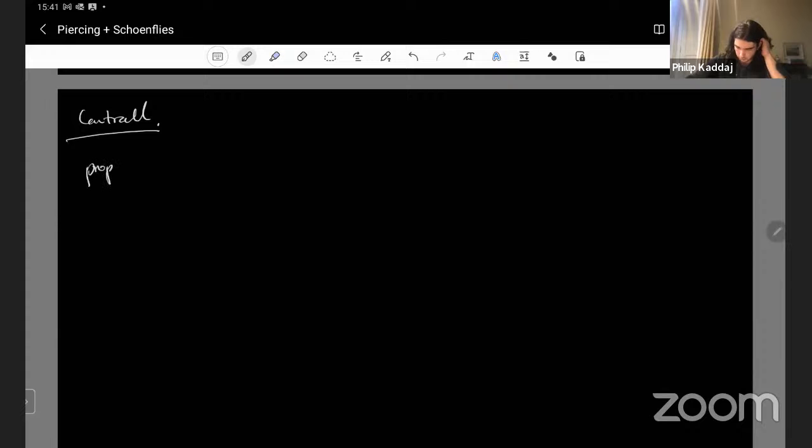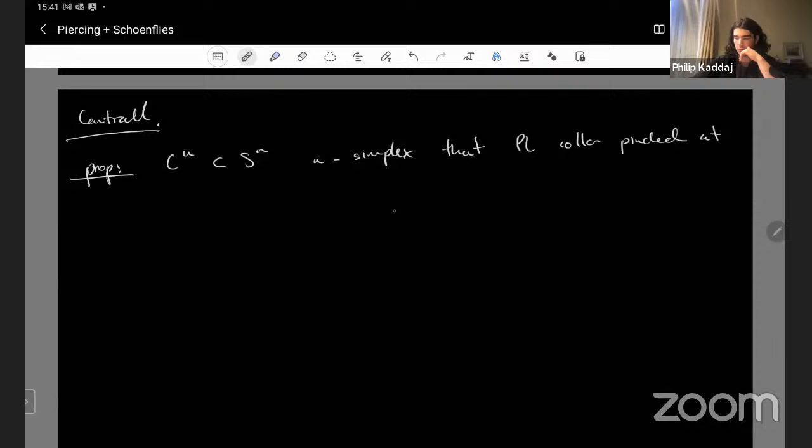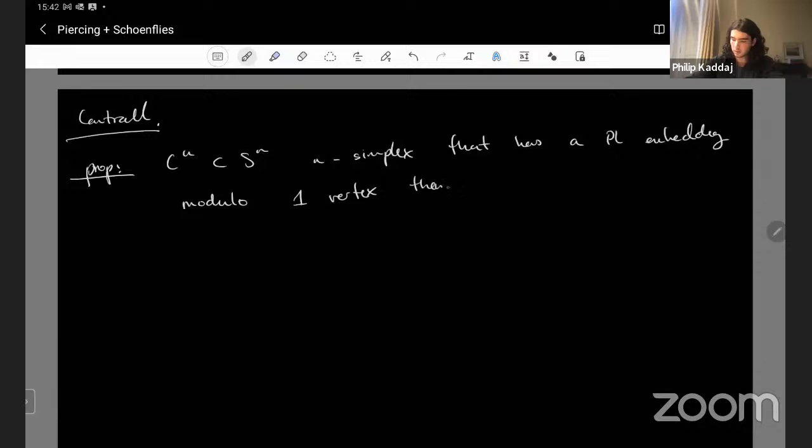Cantrell uses a lemma, which is the following. If Cn is an n-simplex that has a PL collar modulo 1 point, that has a PL embedding modulo 1 vertex, then the image of the embedding is an n-cell, provided n is greater than or equal to 4.